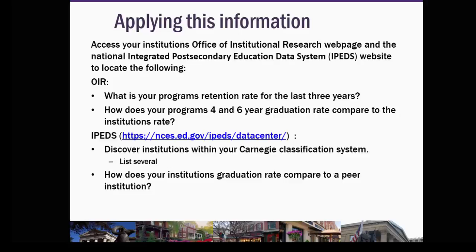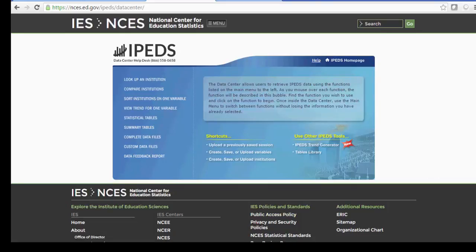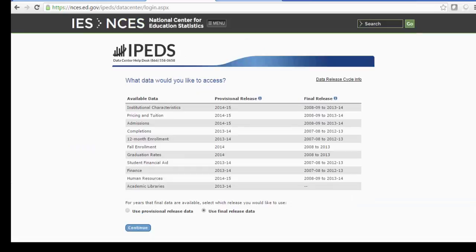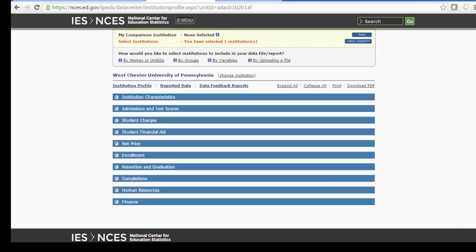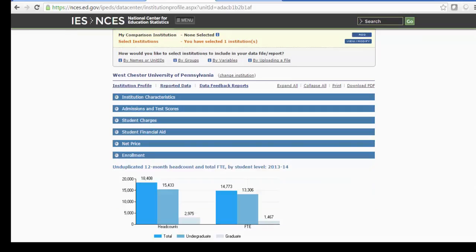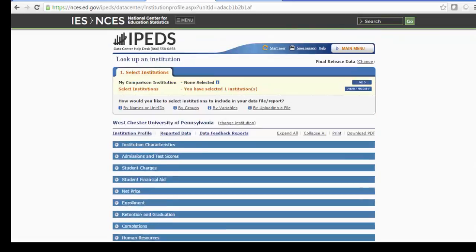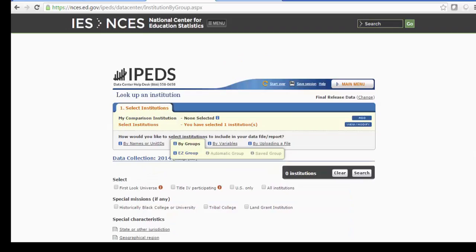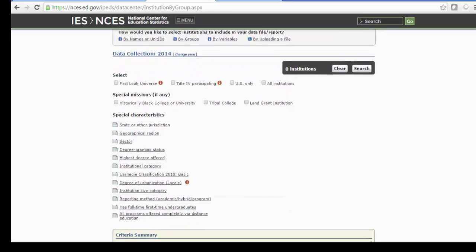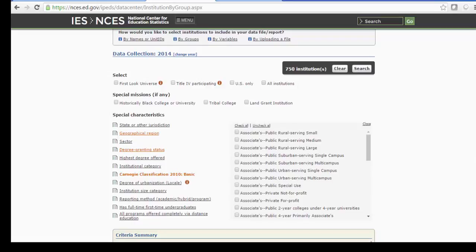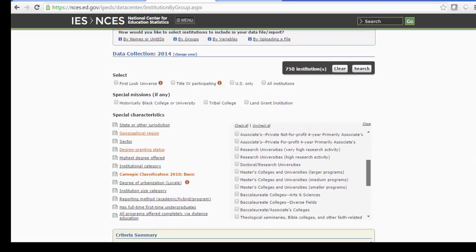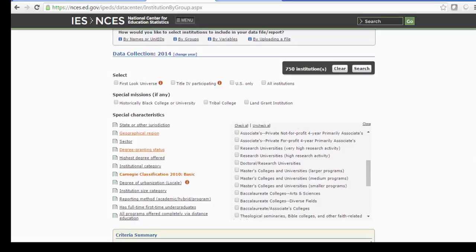So let's look at the IPEDS data set. Here we are on the IPEDS website. If we look up an institution, I'm going to hit continue, and then, sorry, I have to select it. So here I can look at everything that the institution has, but I want to compare the institution to other similar institutions. So what I would do is click on by groups, and then click on things that make it similar to my institution. So I might look at geographical region and look at schools in the Mideast, the Carnegie classification of my institution, which is a master's colleges and universities classification.